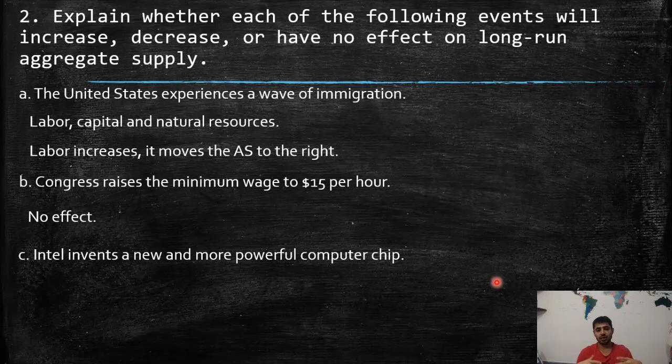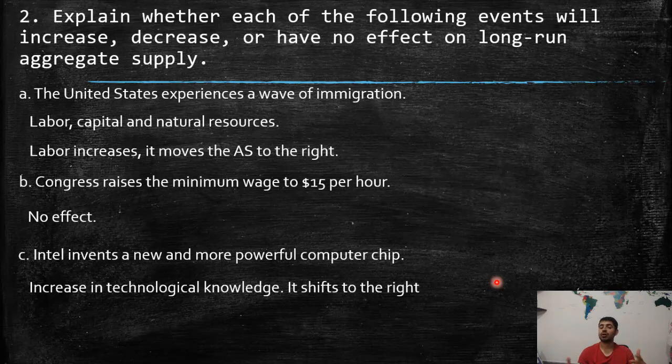C. Intel invents a new and more powerful computer chip. Well, this is an increase in technological knowledge. It shifts to the right because it's better.